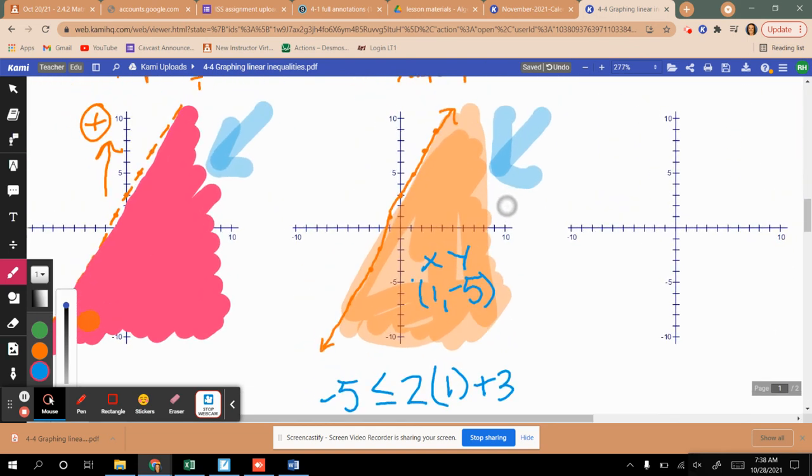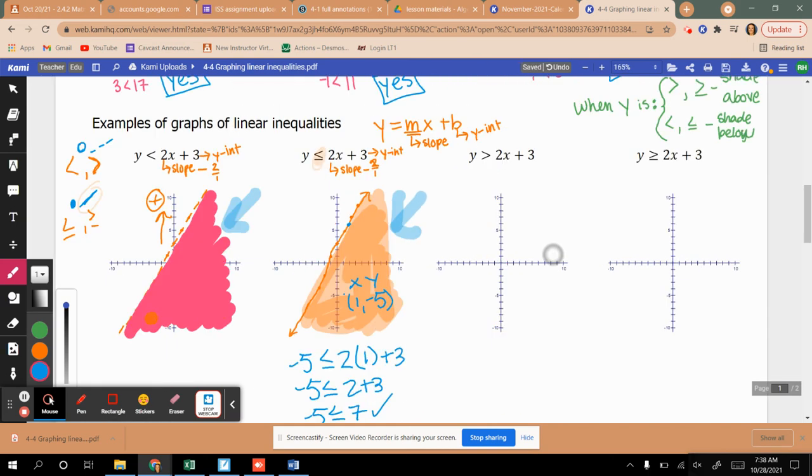The difference between the dashed and the solid line is if you chose an ordered pair on the dashed line, it would not work. It would not be a solution because it's not equal to. But if you chose an ordered pair on this solid line, it would work because it is equal to. All right, go ahead and do these two on your own. So pause the video here.